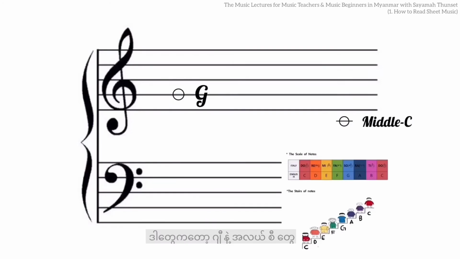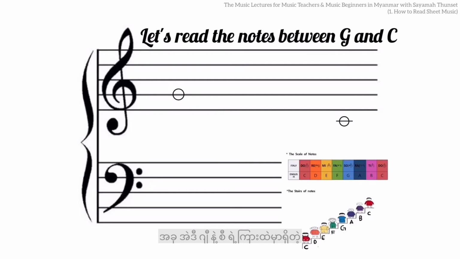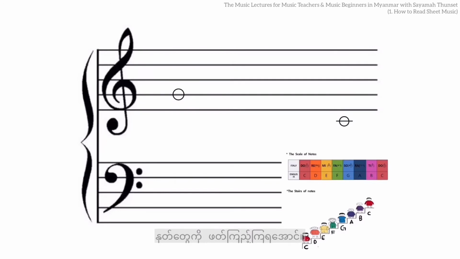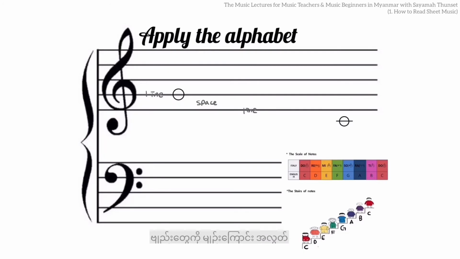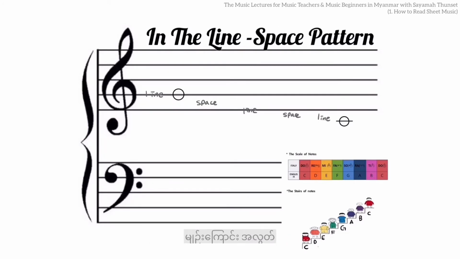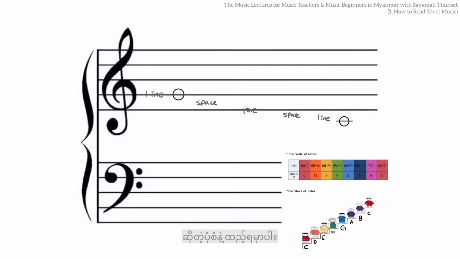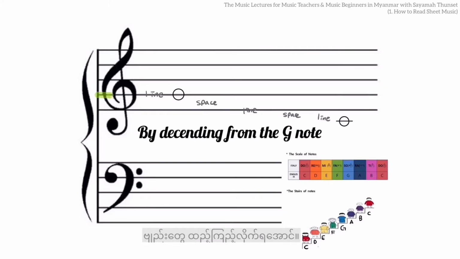Here are the G and the middle C that we learned before. Now let's read the notes between G and C. To read the score, we must apply the alphabet in line, space pattern. Let's apply the alphabet by descending from the G note.